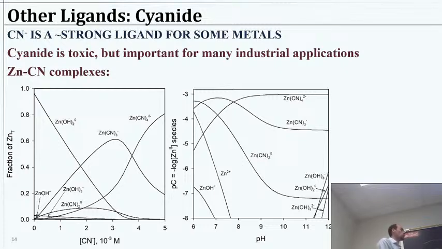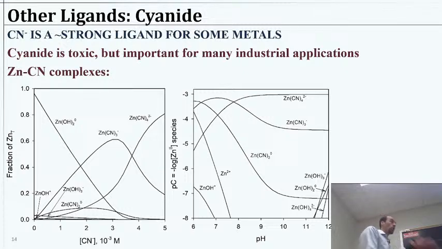So just wanted to show you, if we're adding cyanide to a zinc solution, we can see a lot of interactions in terms of what portion of that total zinc is going to be in different complexations with zinc. Would also have different pH effects.